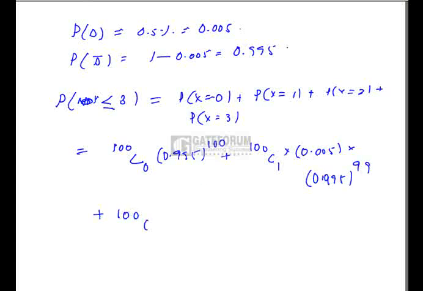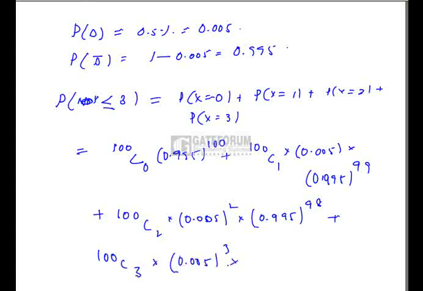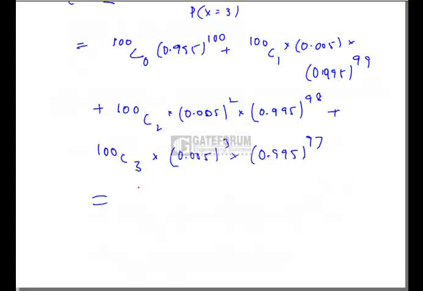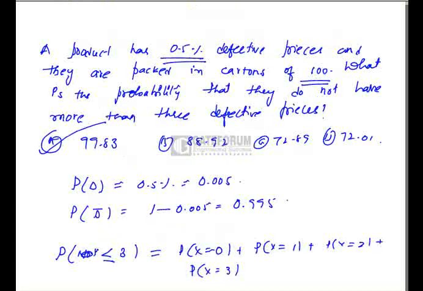Similarly the next term will be 100 C2 into 0.005 square into 0.995 to the power of 98, plus 100 C3 into 0.005 cube into 0.995 to the power of 97. If you simplify this entire expression, it will be 0.9983. So the required percentage is 99.83, which is nothing but option A.